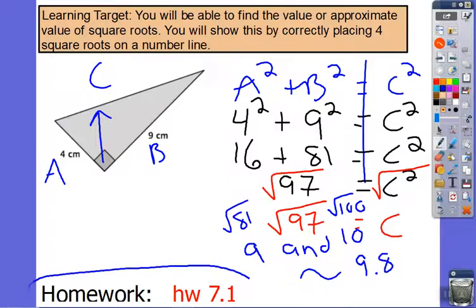Okay, I'd like you to give this a try. 7.1. Now, of course, if you're having any questions on this, feel free to send me an email. We could set up a Zoom to meet, or just watch this video again and start from the beginning there where I got the explanation and see if you can figure it out that way.